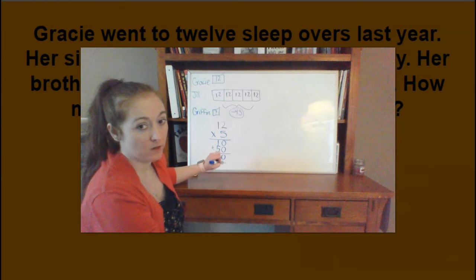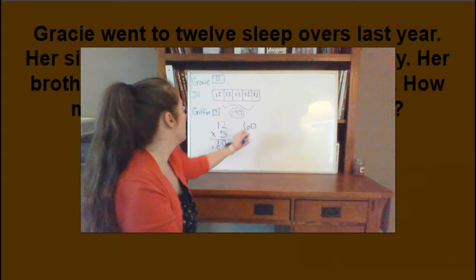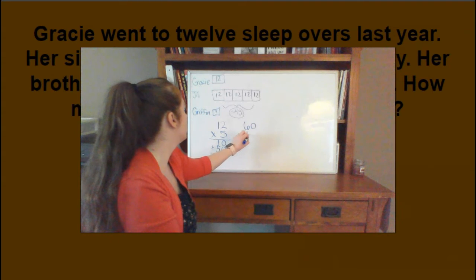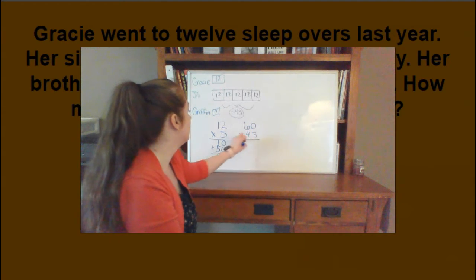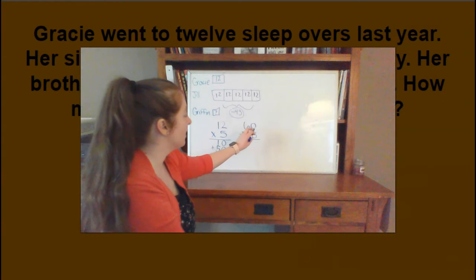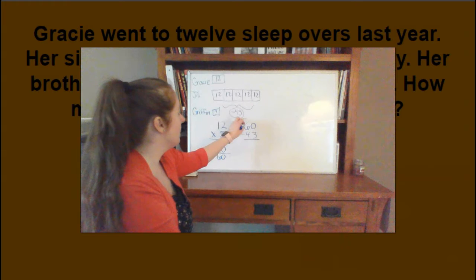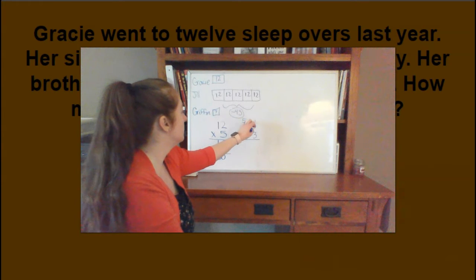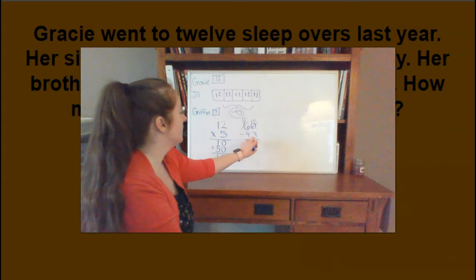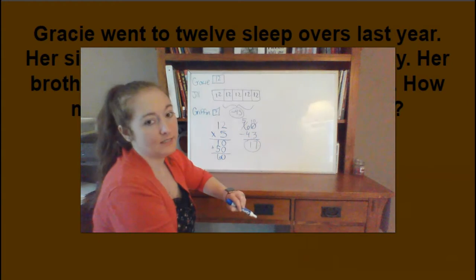Her brother Griffin is 43 less, so we're going to now take her number, 60, and we're going to subtract 43, and that should give us the answer for Griffin. I have a 0, so I have more on the floor, so I have to go next door and regroup. So this will become a 5. This will become a 10. 10 minus 3 is 7. 5 minus 4 is 1. So Griffin went to 17 sleepovers.